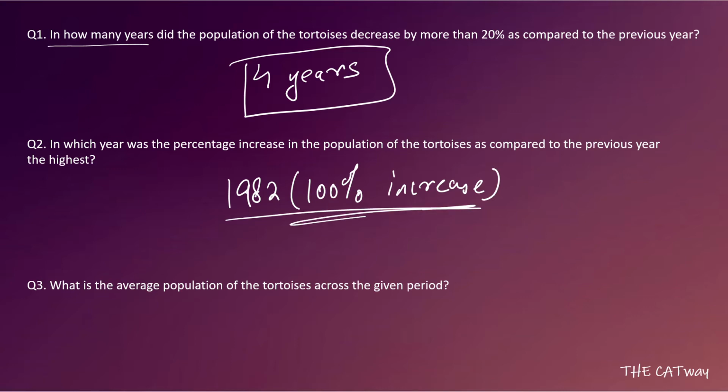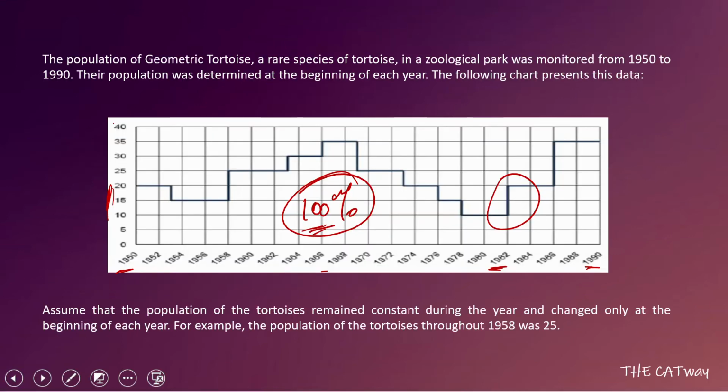We have a third question. The third question says, what is the average population of the tortoise across the given period? For the average, what I would suggest is, see, we have absolute values over here. After having absolute values, we have seen till now that all the values of the population of tortoise are always natural numbers. So what we can do is count how many times each natural number came.